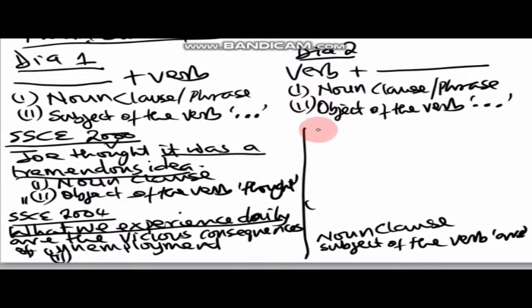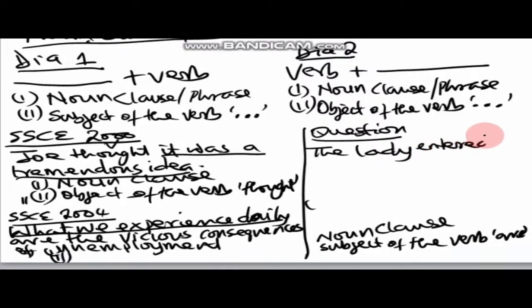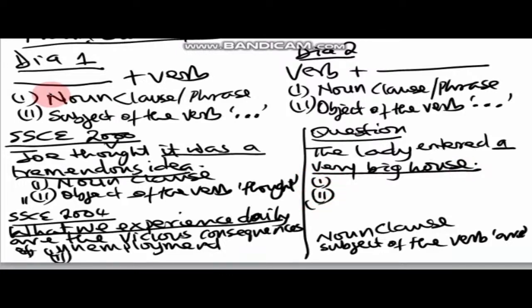Okay, so this gives us noun clause, object of the verb, thought. But imagine we have a question like this, where they said, the lady entered a very big house, and they underlined a very big house, and we are asked what is the grammatical name and what is the function. Now, if you look at this question, for instance, does it agree with diagram number 1?